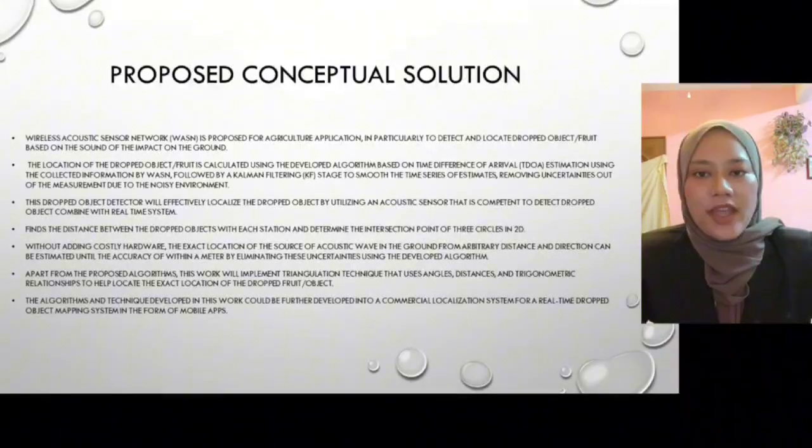Without adding costly hardware, the exact location of the source of the acoustic wave on the ground from arbitrary distance and direction can be estimated to an accuracy of a meter by eliminating this uncertainty using the developed algorithm. Apart from the proposed algorithm, this work will implement a triangulation technique that uses angle, distance, and trigonometric relationships to help locate the exact location of the dropped object or the fruit. The algorithm and the technique developed in this work could be further developed into a commercial localization system for a real-time dropped object mapping system in the form of a mobile application.